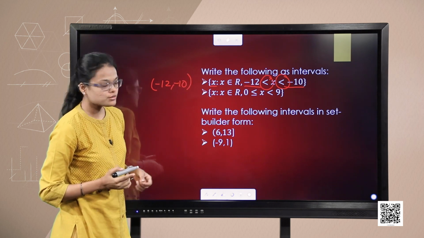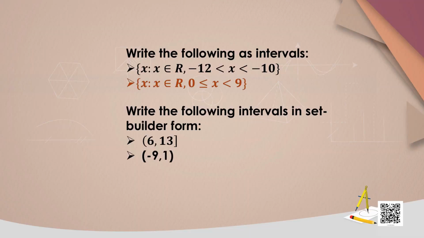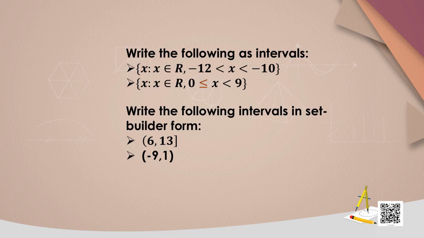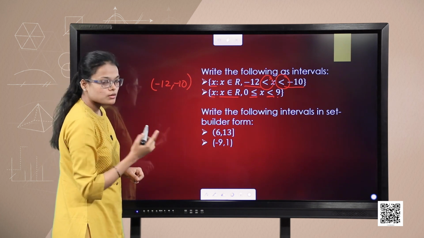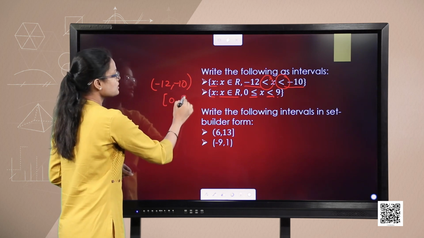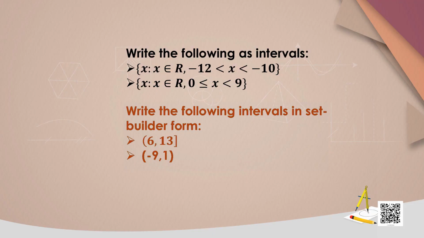What kind of brackets we have to use? The curved brackets. Now the second example, set of all those real numbers which are lying between 0 and 9. Again see the inequalities. Here it is less than or equal to, and here it is strict inequality, that is strictly less than 9. So it is a semi-open and semi-closed interval where 0 is included in the interval, but 9 is not included. Now in the next question, write the following intervals in the set builder form.